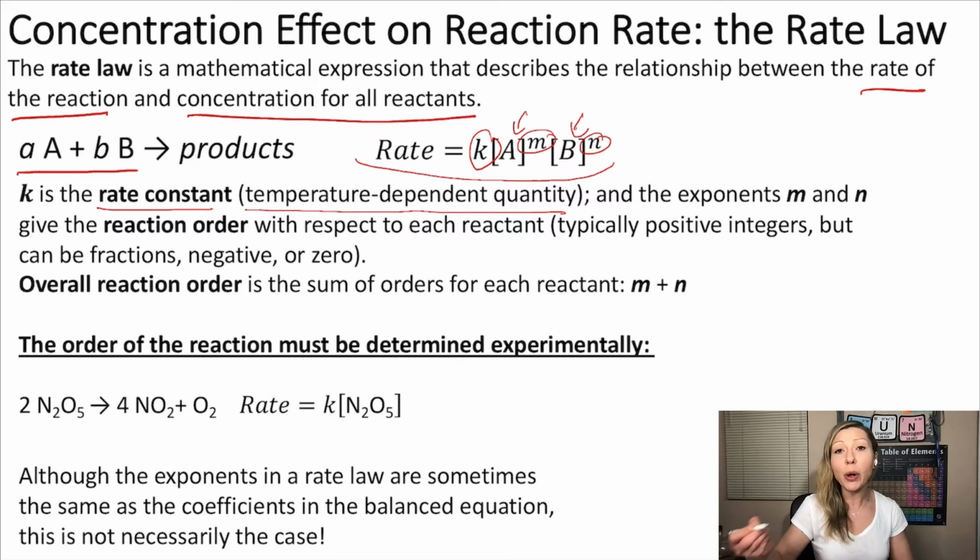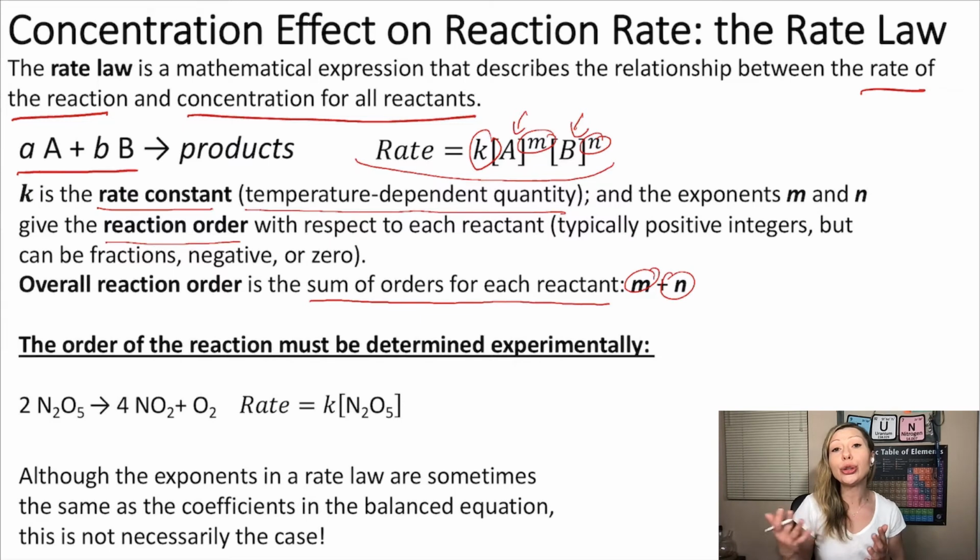And these exponents are the so-called reaction orders with respect to each of the reactants. Typically positive integers, but they can also be fractions, negative values, or even zero. The overall reaction order is going to be the sum of orders for each reactant. So in this case, m plus n.